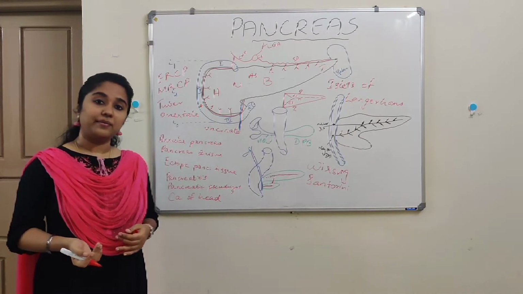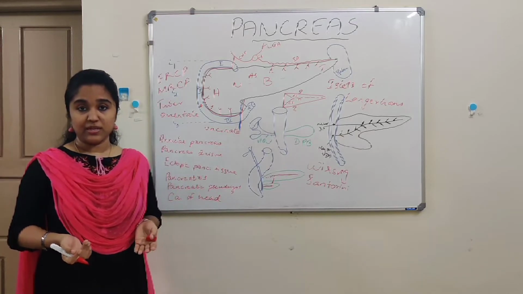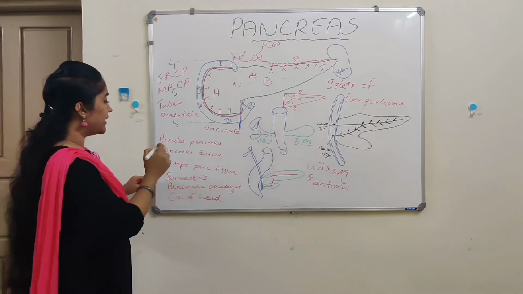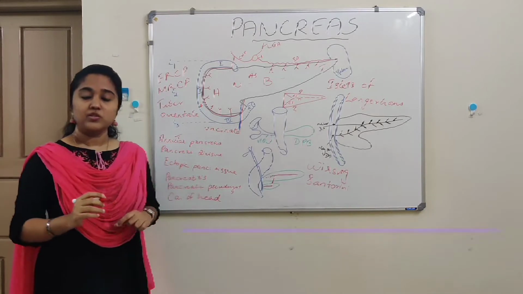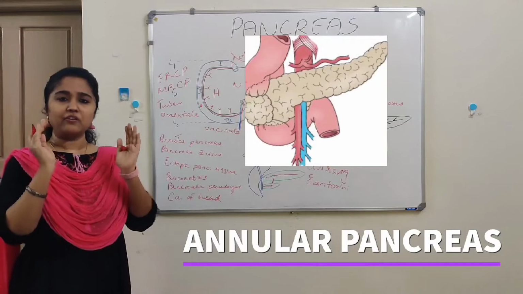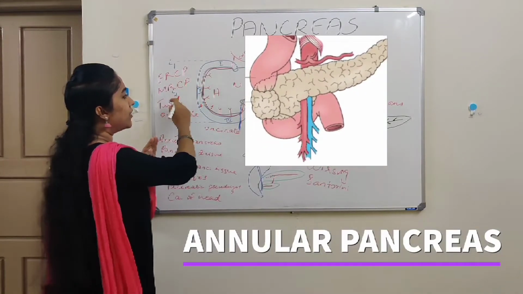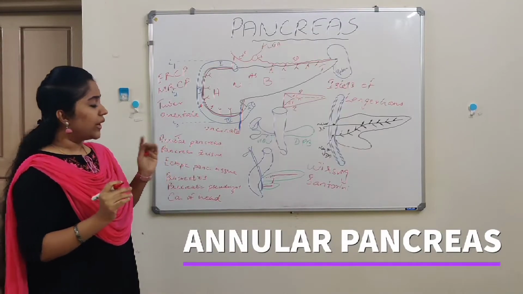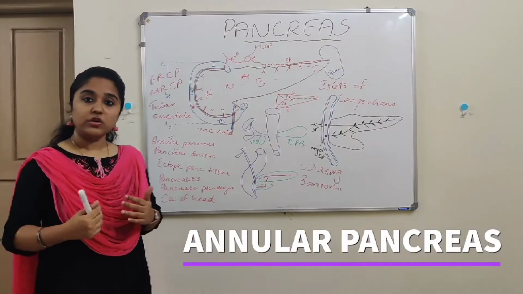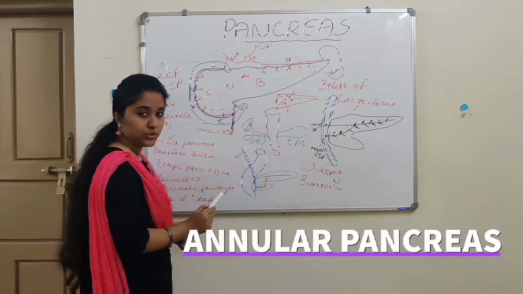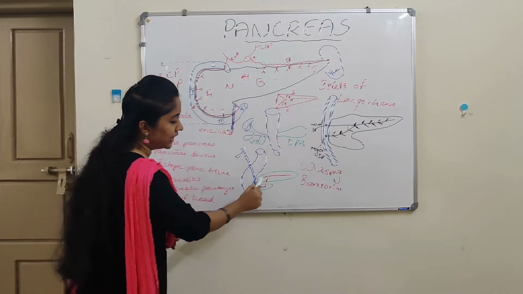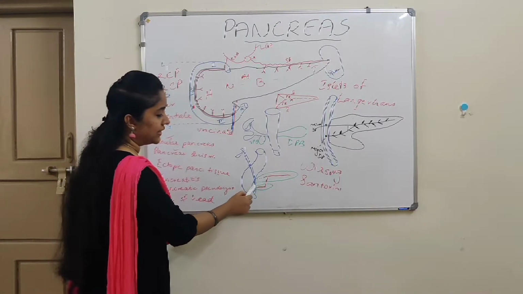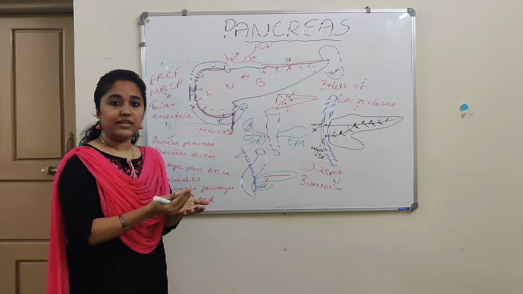Now we see about the applied importance. You have got some congenital anomalies and also other applied aspects. The congenital anomalies, one is annular pancreas. So annular pancreas is that part of pancreas winds around the second part of duodenum, like an annulus. Why does it happen so? It occurs when the ventral pancreatic bud splits into two, and one part winds posteriorly and joins the dorsal pancreatic bud, whereas the other part joins anteriorly. So it will be covering like a ring.